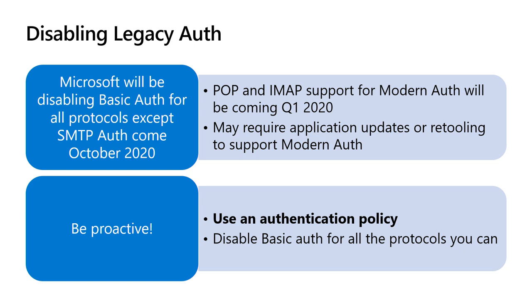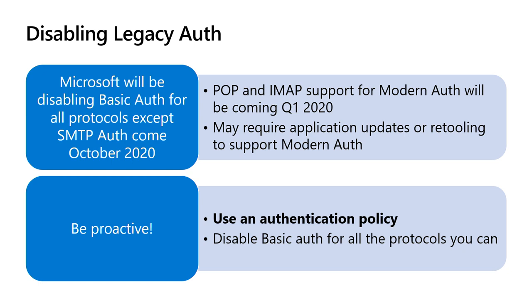Moving on, one of the things you can do, you don't need to wait until October for this to happen. You can be proactive, and you can do that by using an authentication policy. An authentication policy tells either the entire org or specific users which applications are allowed to use, or which protocols are allowed to use basic auth.